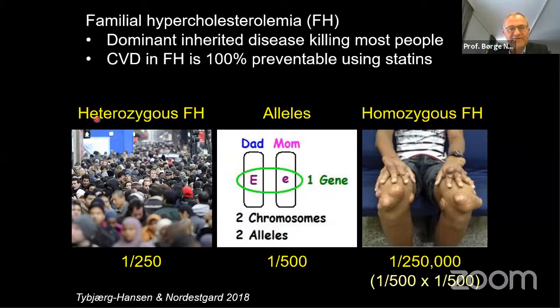So heterozygous FH in the general population is roughly 1 in 250, is what we believe. You get a gene both from your mom and your dad, so that means the allele frequency is 1 in 500, and therefore homozygous, here a very extreme case, is 1 in 250,000.